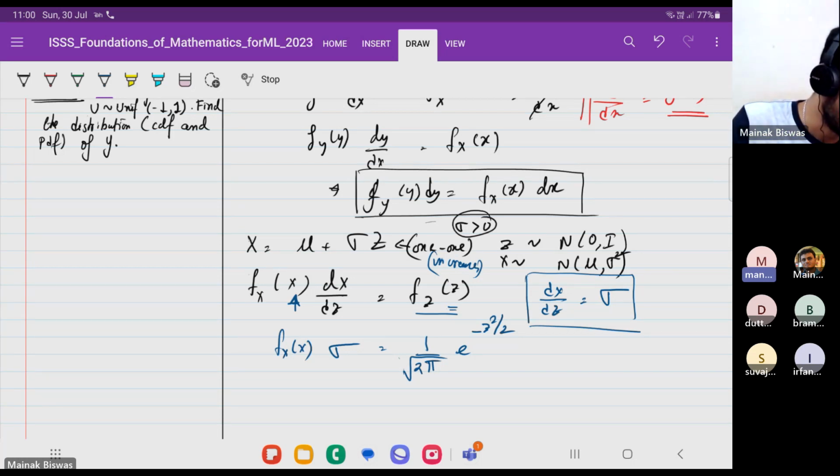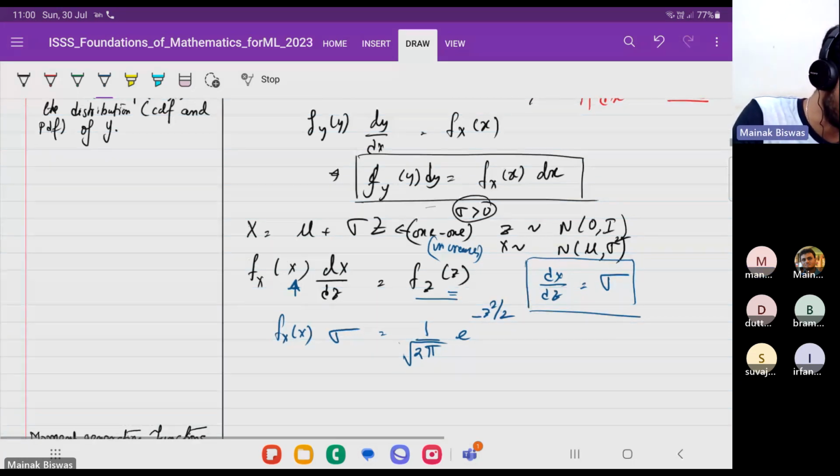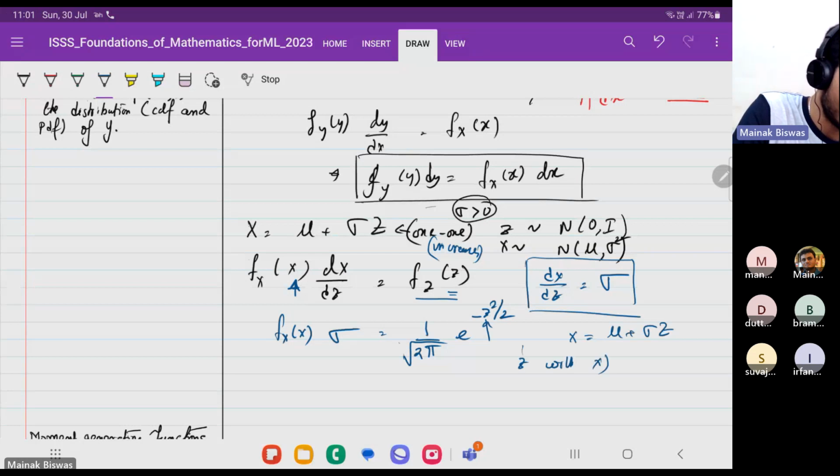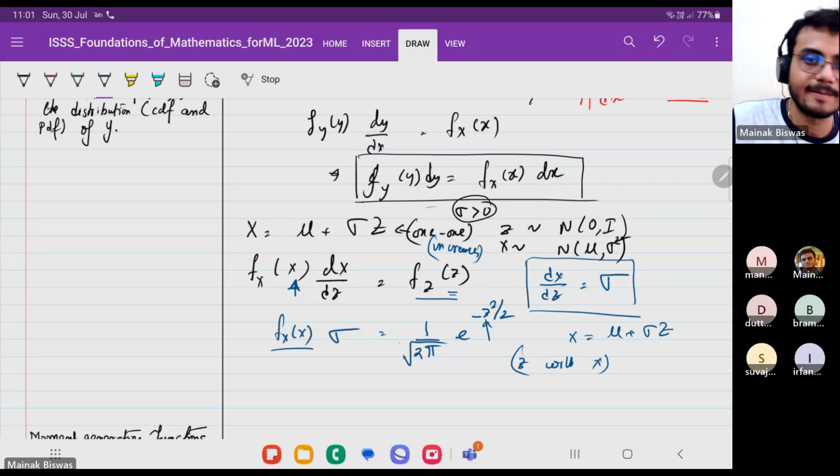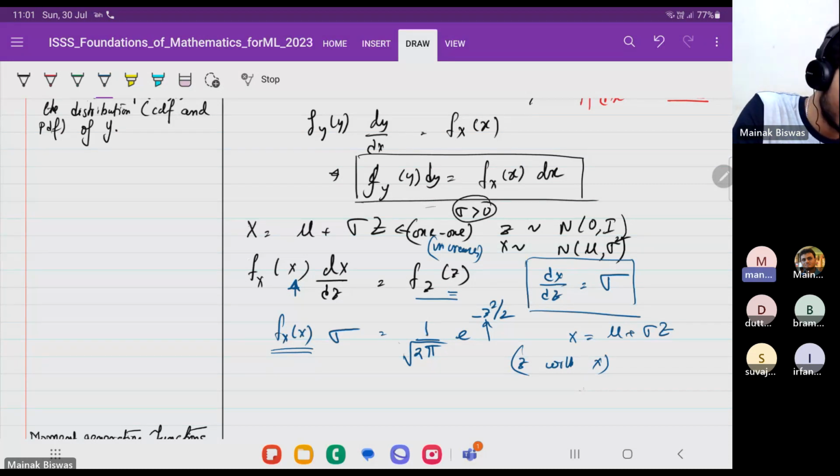So then I'm asking, how can you replace? Now, what is the idea? Say x is equal to mu plus sigma z. So I need to replace z with x in some way, yes or no, to get a function of x. How can I do that? What will be z as a function of x? Z equals x minus mu by sigma.